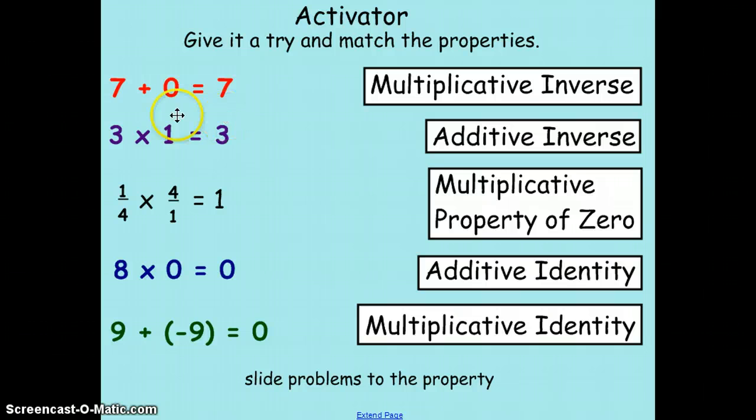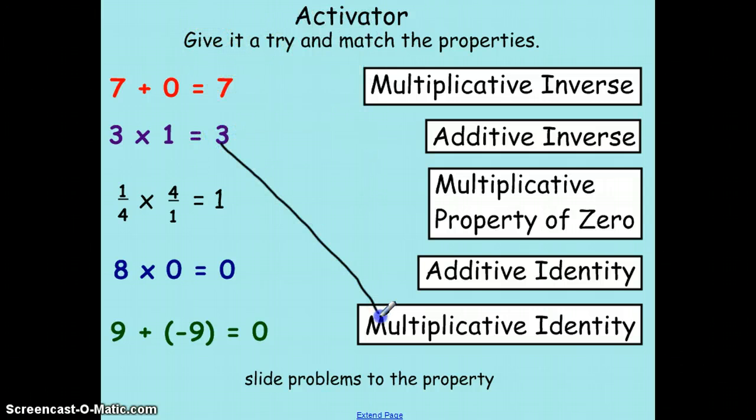Okay, if I look at this first equation here, I see that it is addition. So if I come over here, I can eliminate multiplicative because that has the word multiply in it. So I've got 2. I've got additive inverse and additive identity. Well, 7 plus 0 equals 7. So 7 is keeping its identity. So I believe that it would be the additive identity. 3 times 1 equals 3. Okay, it's multiplication and 3 is keeping its identity. So I believe that that would be the multiplicative identity property.